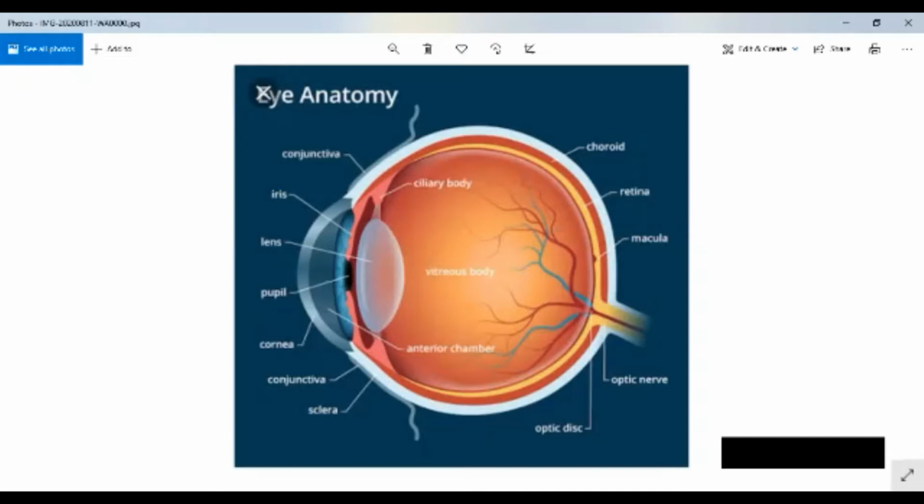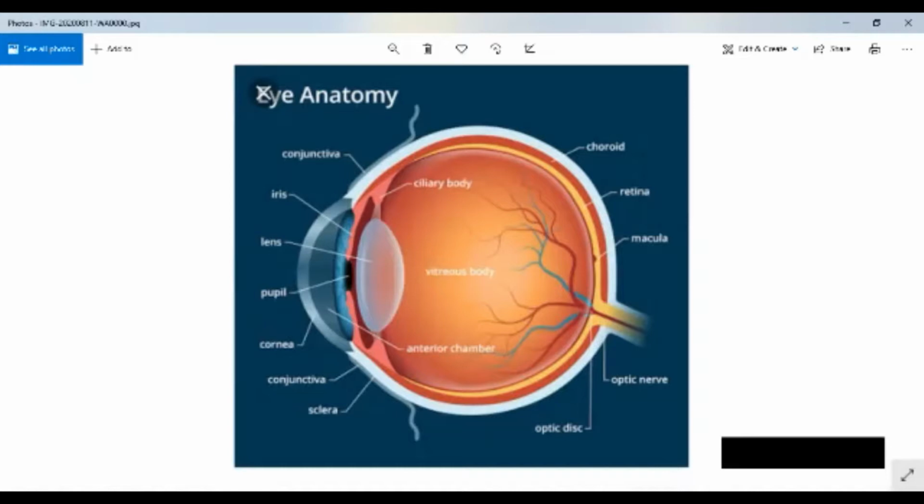Once more I will repeat it for you. There are three layers for the eye. The first layer is the sclera. It is white in color and it is made up of connective tissue. The middle layer is the choroid and it consists of a large number of blood vessels. And the innermost layer is known as the retina. It is the innermost layer and the image formation takes place on this layer. And it consists of the photoreceptors.